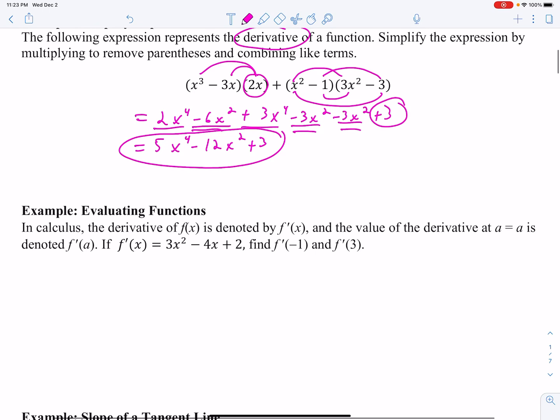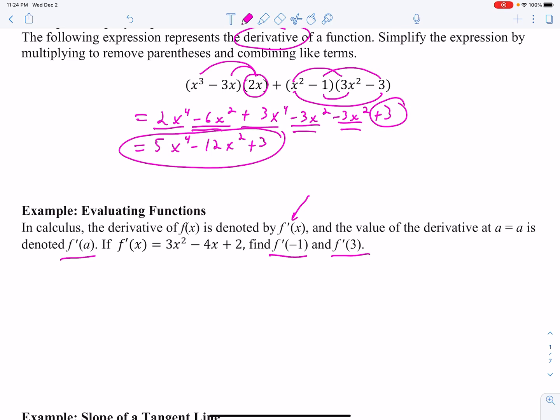All right, next example. In calculus, the derivative of f of x is denoted by this notation here. That little mark right there is called prime. So this is f prime of x. And the value of the derivative at x equals a is denoted f prime of a. It just simply means change the variable. Instead of an x, it's going to be an a. If f prime of x equals 3x squared minus 4x plus 2, they want us to find f prime of negative 1 and f prime of 3.